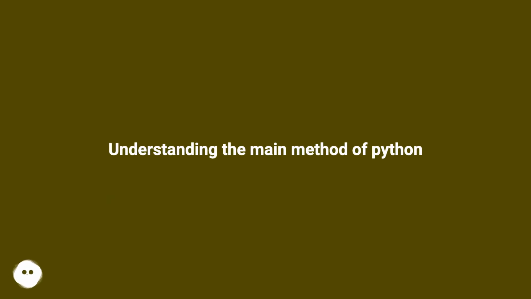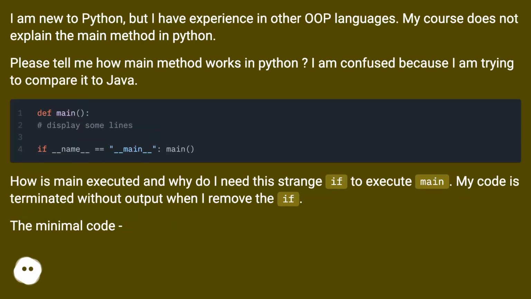Understanding the main method of Python. I am new to Python, but I have experience in other OOP languages. My course does not explain the main method in Python. Please tell me how the main method works in Python? I am confused because I am trying to compare it to Java.